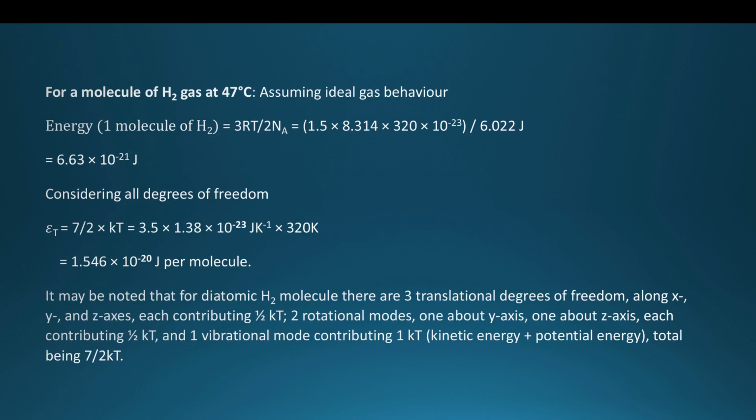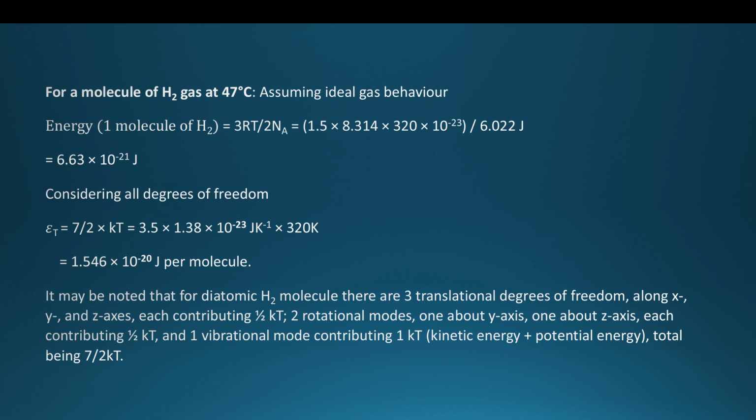For a molecule of H2 gas at 47 degrees centigrade, using the same formula, 3/2 RT for one molecule, divide by Avogadro number. The result comes out to be 6.63 times 10 to the power minus 21 joule.